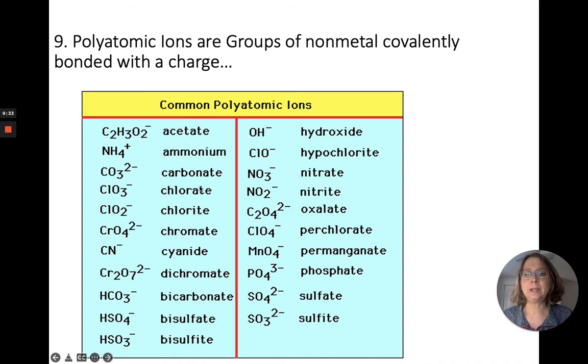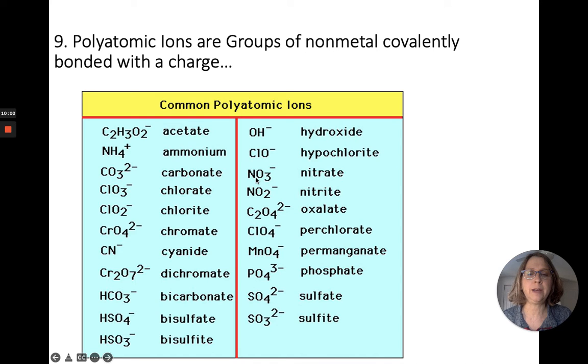So you'll notice there are a lot of ones that end in ATE or ITE. What ATE and ITE mean is that there's something bonded with an oxygen. And polyatomic means many, so there are groups of atoms that stick together and they have a common charge. So you can sort of think of them as one thing, and I'll show you some pictures here in just a minute. But again, you can see, for example, the difference between nitrate and nitrite.